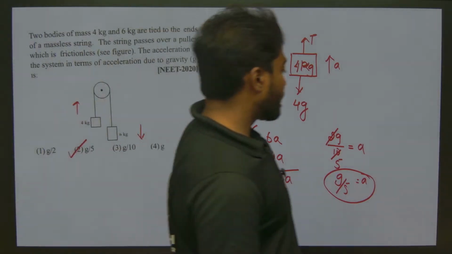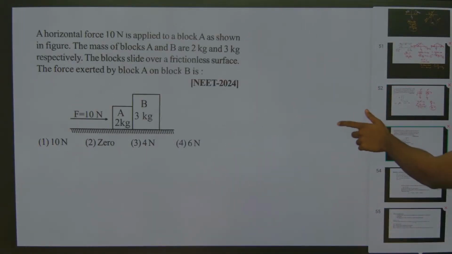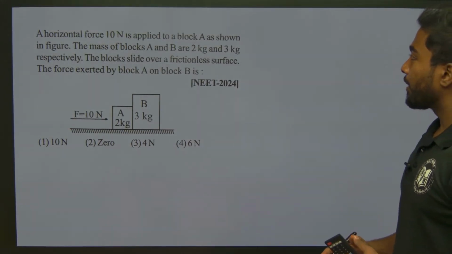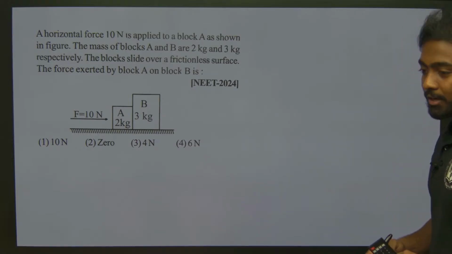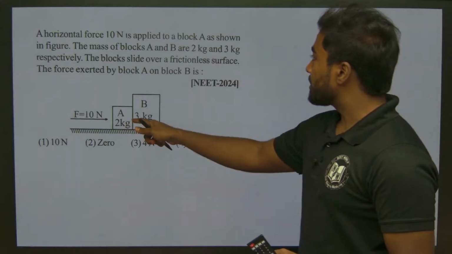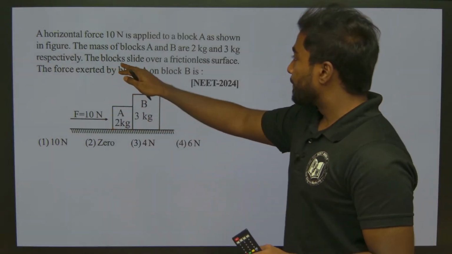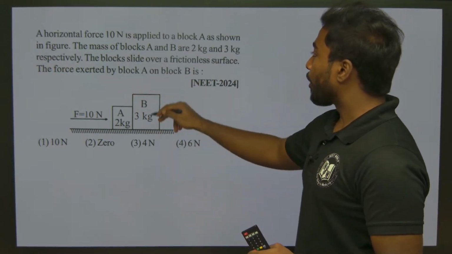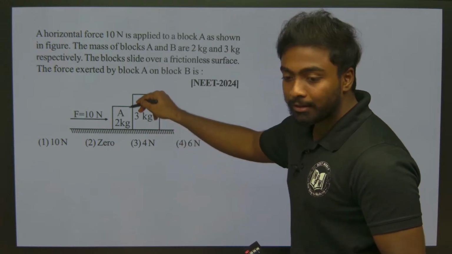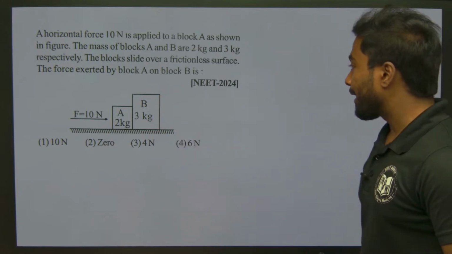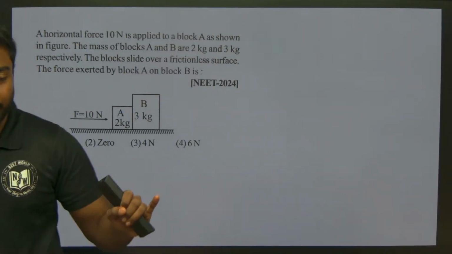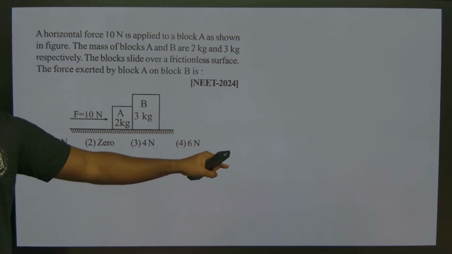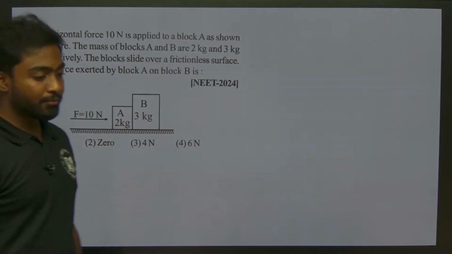Okay, we'll see the next question. This is a NEET 2024 question. A horizontal force of 10 Newton is applied to a block A as shown in the given figure. The mass of block A is 2 kg and block B is 3 kg respectively. The blocks slide over a frictionless surface. Find the force exerted by block A on B. So I need to find the normal force between them. First I need to draw the free body diagram for A and B, write the equations of both blocks and get the answer.